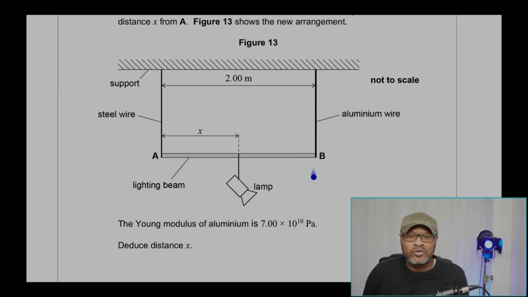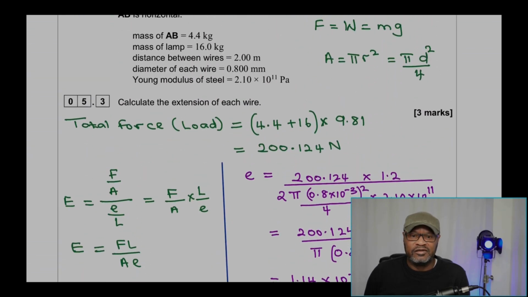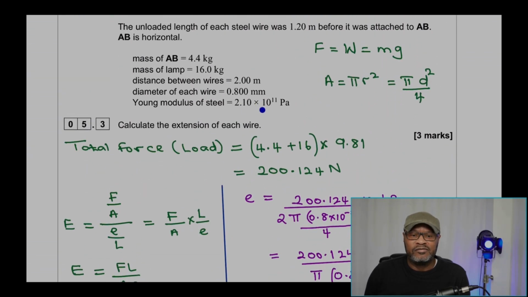We need to find that distance. Okay, so what do we have? We have the E for aluminium and E for steel. E for aluminium is 7 times 10 to the power 10, and E for steel is 2.1 times 10 to the power 11. And you can see E for steel here, which is 2.1 times 10 to the power 11.